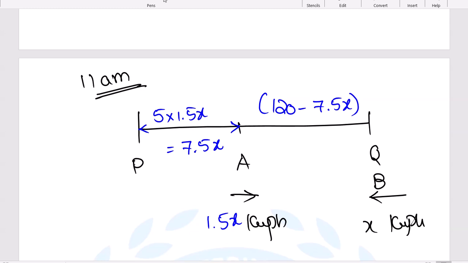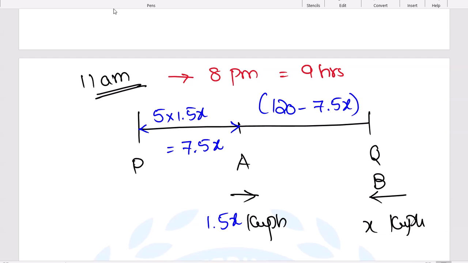Okay, when are they going to meet? 8 p.m. 11 a.m. to 8 p.m. is 9 hours, right? Yes or no? 11 a.m. to 12 is 1 hour, 12 to 8 p.m. means 8 hours. 11 to 8 p.m. means 9 hours, on the same day. They clearly mentioned the same day, so 9 hours.